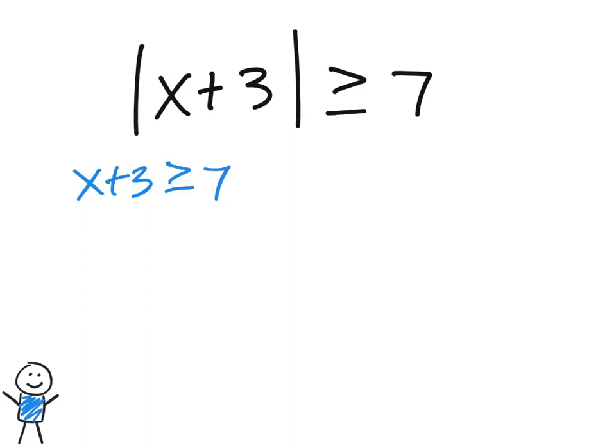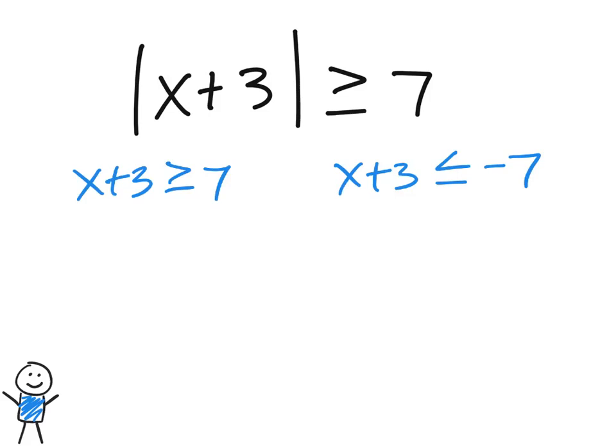Now the other one that we have to write is going to be x plus 3, and we have to flip our inequality and change the sign of the value on the right side. That's kind of the same concept of when you multiply or divide both sides of an inequality by a negative number. You have to remember to flip the inequality sign. Well, that's kind of what we're doing here.